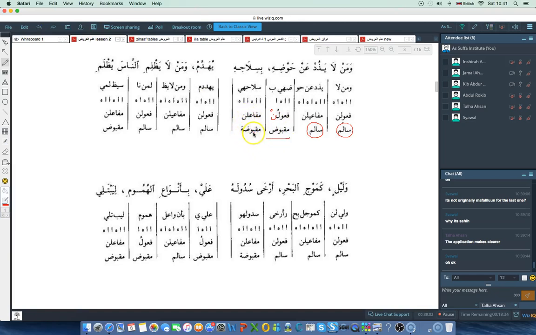Mafa'ilun, has that changed? Yes. Remember, this always has to be maqbood. If you get something else, it's wrong. It has to be qabad. Salim, salim, salim. And this one, maqbood, mafa'ilun. So fa'ulun, mafa'ilun, fa'ulu, mafa'ilun, fa'ulun, mafa'ilun, fa'ulun, mafa'ilun. Make sense?